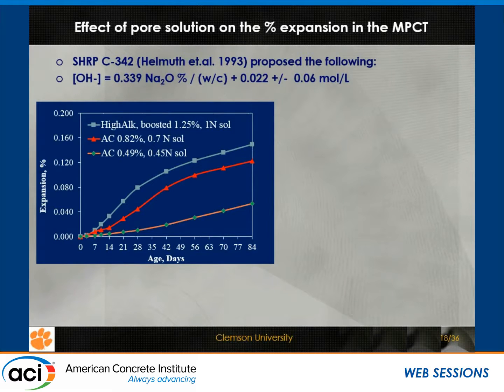And we used the predictive equation that was developed as part of the Sharp C342 work that Helmuth and others had done. They developed an empirical equation basically relating the cement alkali level and the water cement ratio, and predicted what the potential composition of the pore solution would be. And that's what we used in our study. So our soak solutions for these two specimens with two different alkali levels were 0.7 and 0.45 normal. Nothing surprising here. The lower the alkali level, we get lower expansion.